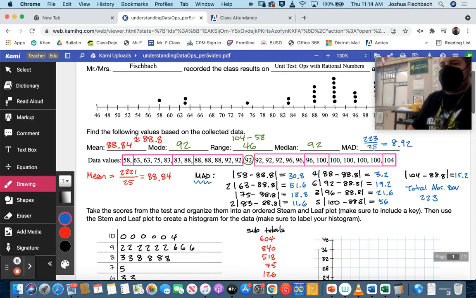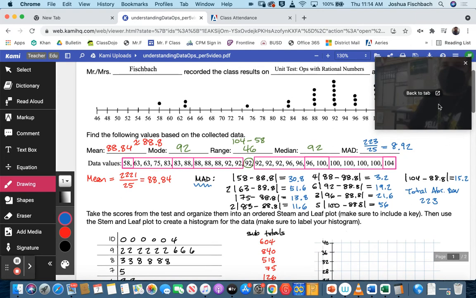And then you take those and divide them by the number of deviations, which is 25, to get your MAD. So your MAD is 8.92. Okay? And what does that mean? It means that on average, each point of data is 8.92 either above or below the mean. So it's a measure of spread of the data.